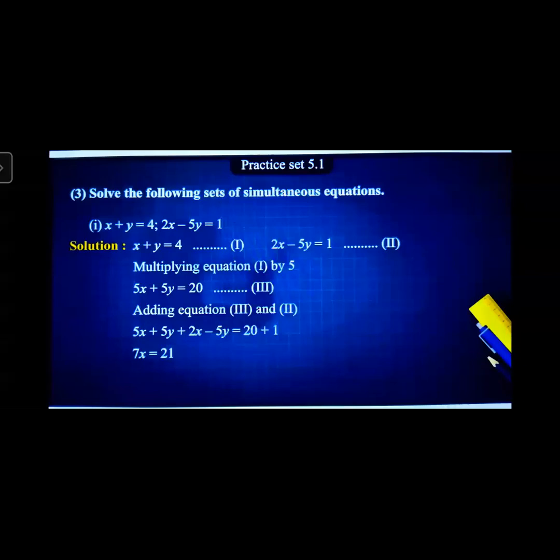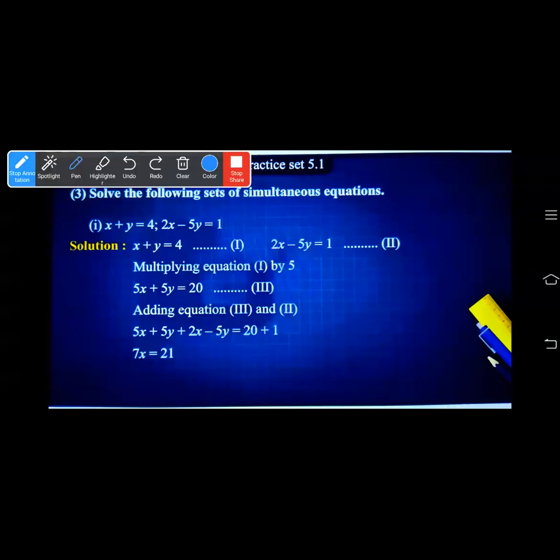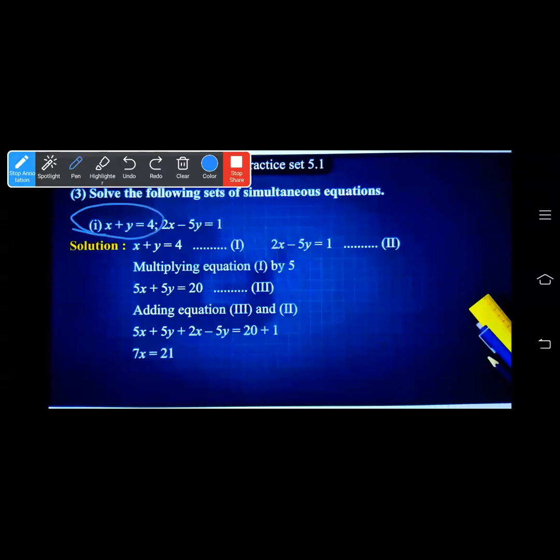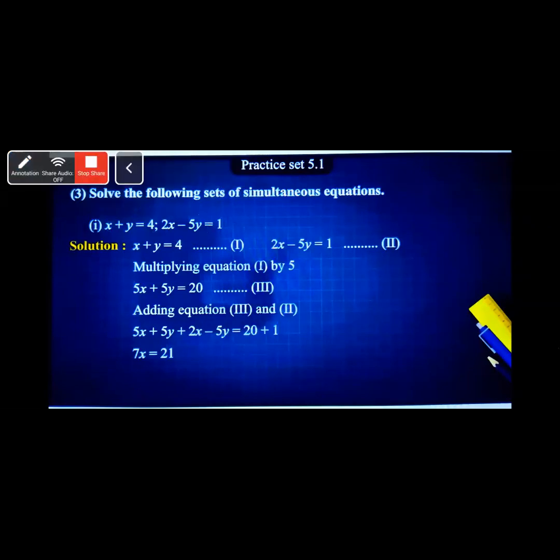See here, x plus y equal to 4. This is going to be your first equation. You have to mark it as the first equation. This way, 2x minus 5y is equal to 1. This is going to be your second equation. Fine. So you have to find such a number in order to get x cancelled or y cancelled. If we multiply equation 1 by 5, it will become plus 5y, and this is minus 5y, it will get reduced and you will get the value of x here.